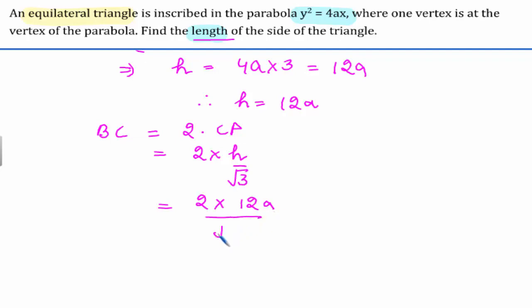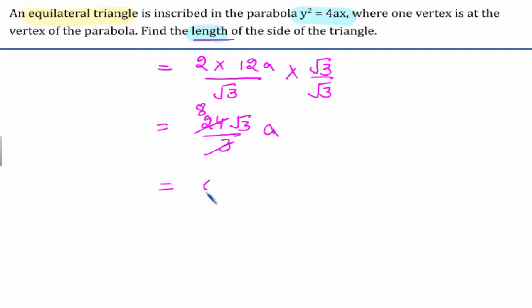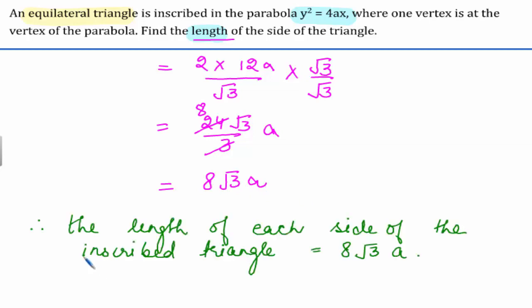Now rationalizing the denominator, we have 24 root 3 divided by 3 into a, which on simplifying gives 8 root 3 into a. Therefore, the length of each side of the inscribed triangle in the parabola y square is equal to 4ax is 8 root 3 into a. This completes the solution.